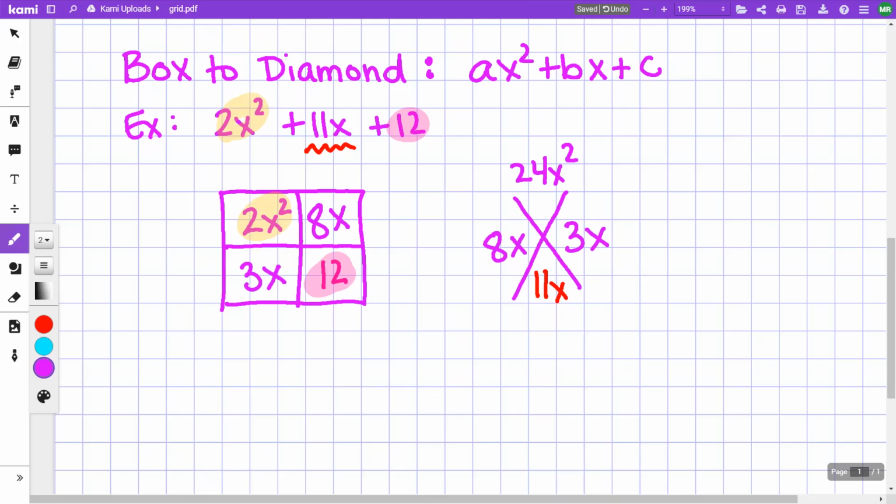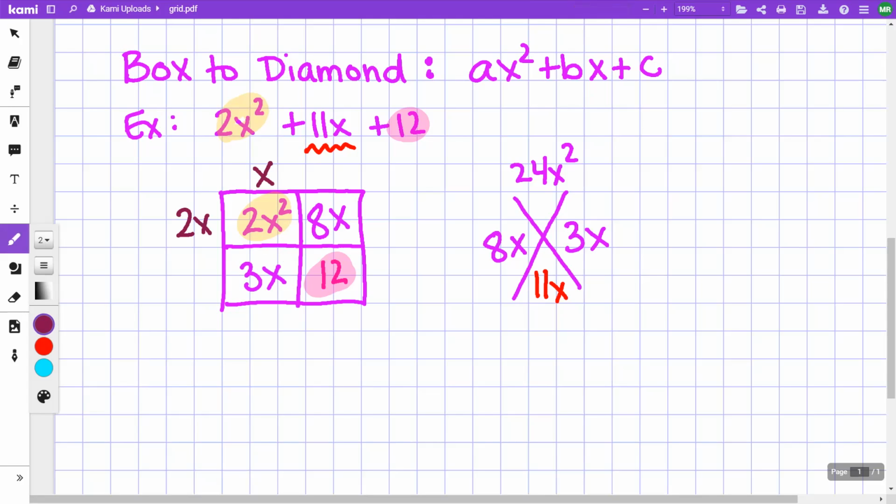Now, when I'm doing this, I always focus on my x squared box. So what goes outside of my x squared box? So x squared, it's going to be a 2x and an x. So I'm going to put my 2x here because that's going to help get the 8x. And then I'm going to put my x here because that's going to help get the 3x.